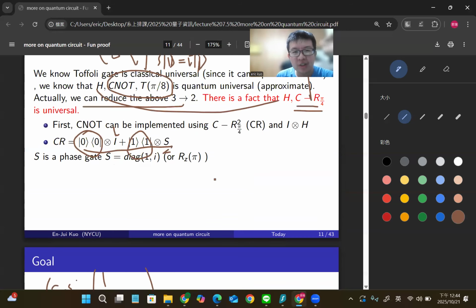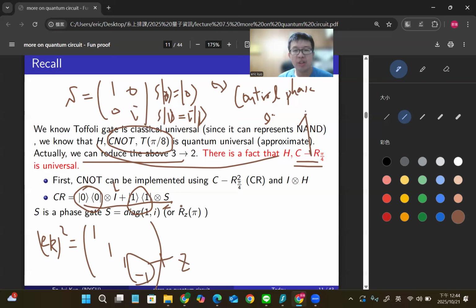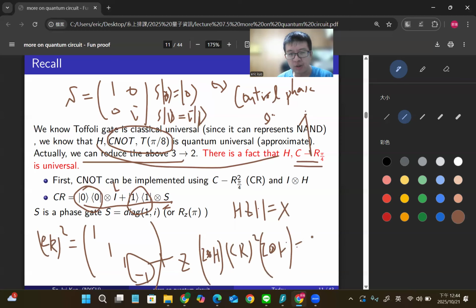The first thing I want to claim is that C-NOT can be easily obtained using this control phase gate. It's very simple, because if you square it, you get 1, 1, 1, minus 1. This is the control Z, which is the Pauli Z gate. And you can conjugate with Hadamard: Hadamard takes Pauli Z to Pauli X, so H Z H is X. So if I square the control phase gate and conjugate it using two extra Hadamards on the second qubit, this will give me control X.